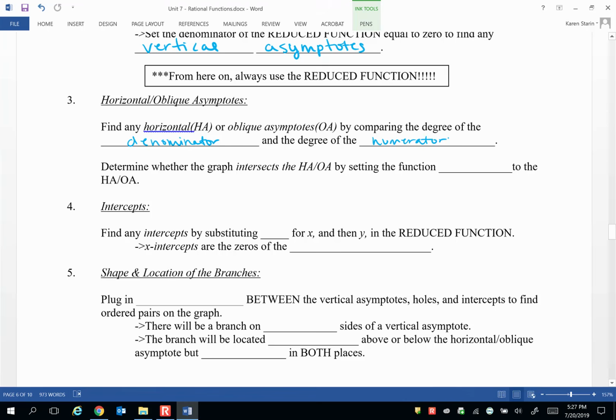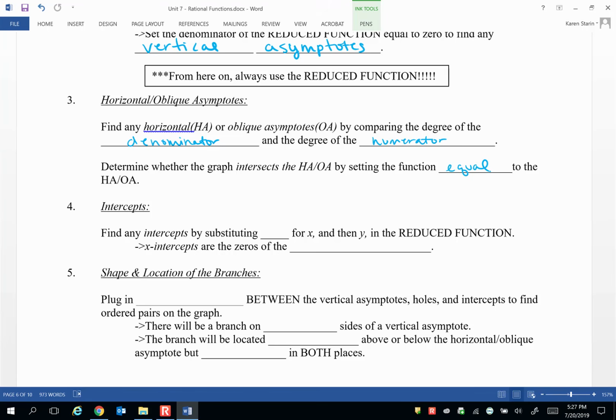We're going to determine whether the graph intersects the horizontal or oblique asymptote by setting the function equal to, sorry, not equal to 0, but equal to either the horizontal value or the oblique asymptote equation. Let's see if we can find intersections. We haven't done that yet, but we'll see that soon.